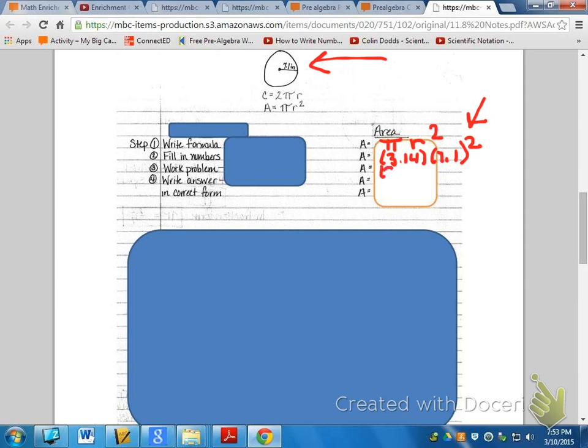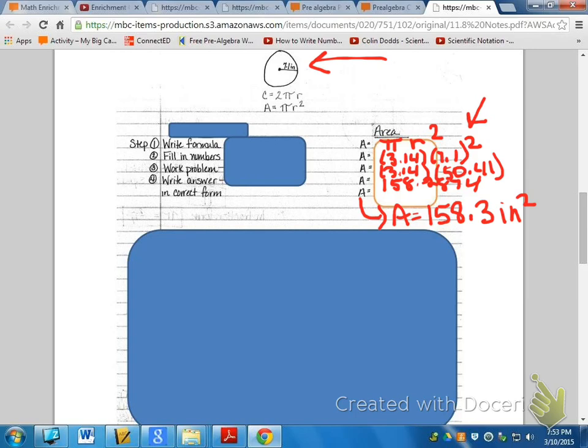So we're going to go 3.14 and 7.1 squared turns out to be 50.41. I'm going to go ahead and leave that when I multiply and take 50.41 times 3.14, and I get 158.2874. But I don't want to leave it like that, so my area, 158.3, and I look at the units, it was inches, so I'm going to say inches squared.